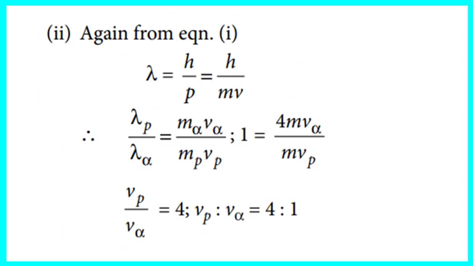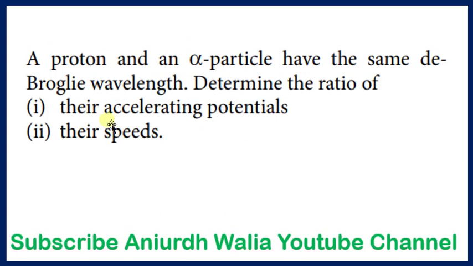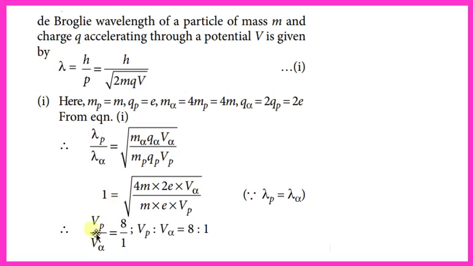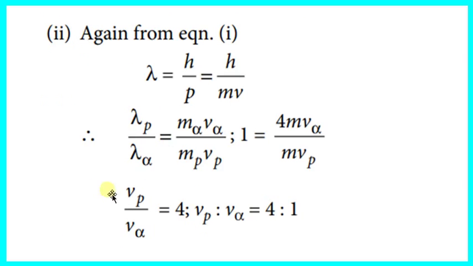Now move to the second part, which is again from equation 1, lambda equal to h by p, that is h upon mv. Equating, 1 equals 4 m v alpha upon m into Vp. Now Vp by V alpha is 4, so the ratio is 4:1. In the first part we determined the accelerating potentials, and in the second part we have determined their speeds. Small vp upon small v alpha is the speed ratio.